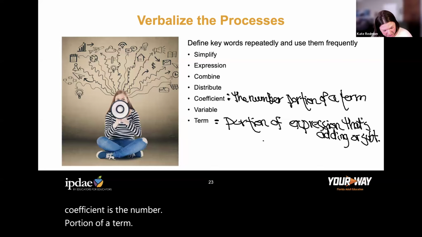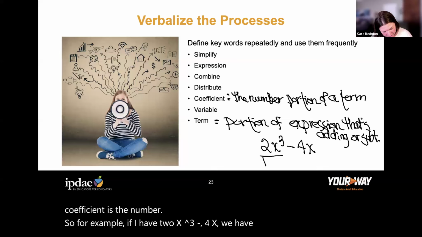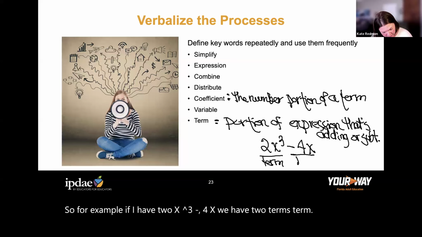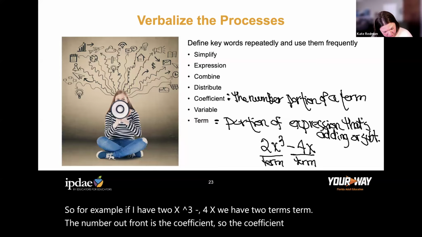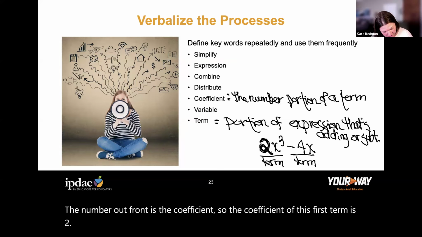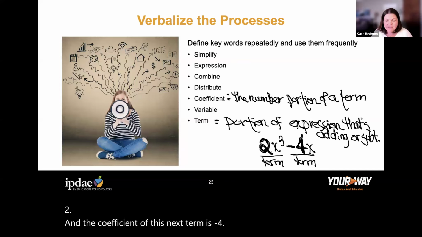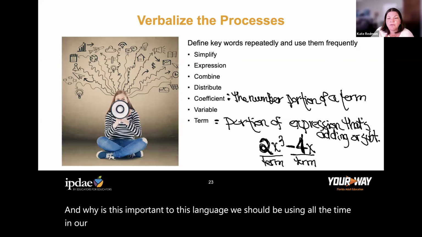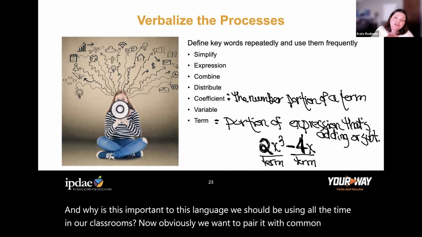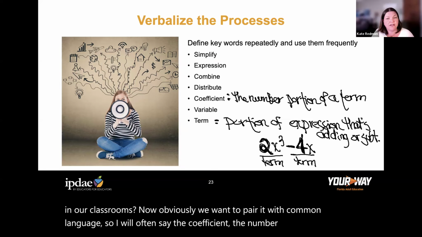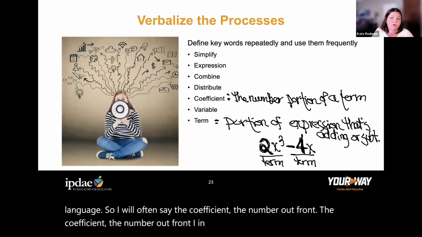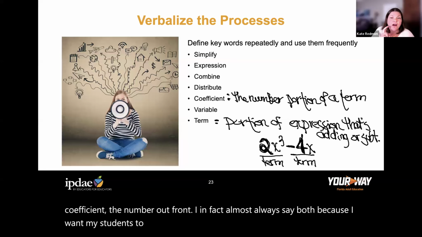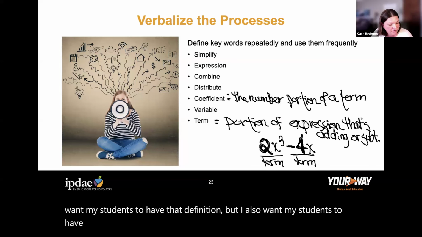So for example, if I have 2x cubed minus 4x, we have two terms, a term and a term. The number out front is the coefficient. So the coefficient of this first term is 2, and the coefficient of this next term is negative 4. And why is this important? This language we should be using all the time in our classrooms. Now, obviously, we want to pair it with common language. So I will often say the coefficient, the number out front. I, in fact, almost always say both, because I want my students to have that definition, but I also want my students to have that academic language so they're prepared for college.